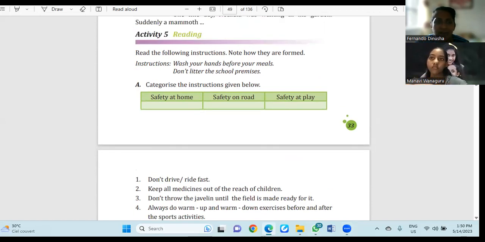Activity 5 is a reading. Read the following instructions. Note how they are formed. Instructions: wash your hands before your meals. Don't litter the school premises. Categorize the instructions given below: safety at home, safety on the road, safety at play.